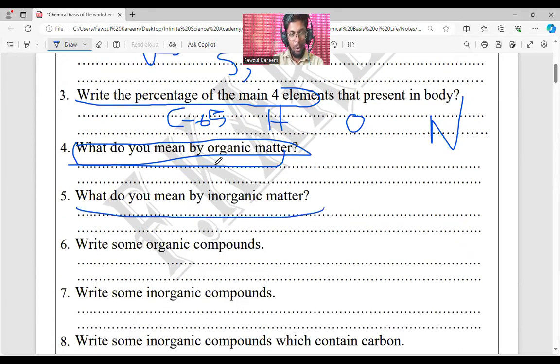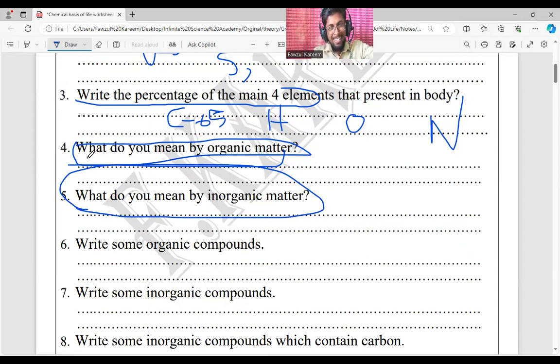Then what is an inorganic compound? If they don't have carbon, that chemical compound, very good. The compound which does not have carbon. Those which do not have carbon, carbon absence, are called inorganic compounds. The compound which does not have carbon.